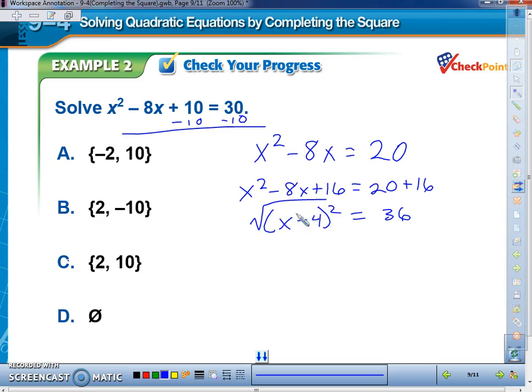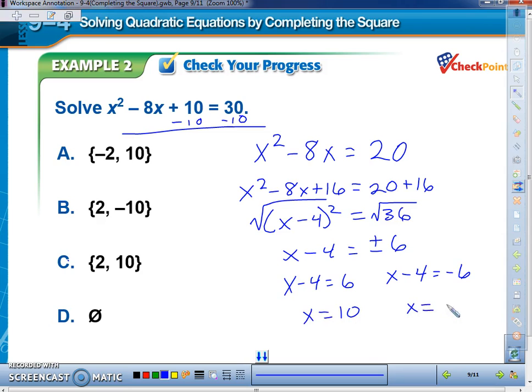I can take the square root of that. I can take the square root of that. X minus 4 equals plus or minus 6. X minus 4 equals 6. X minus 4 equals negative 6. X equals 10. And x would equal negative 2. So it looks like negative 2 and 10. A is your answer right there.